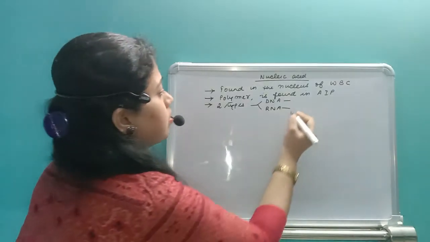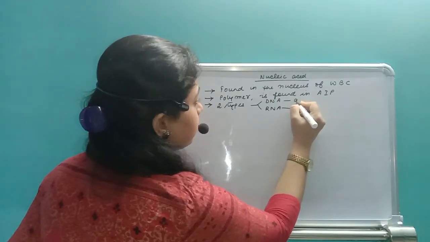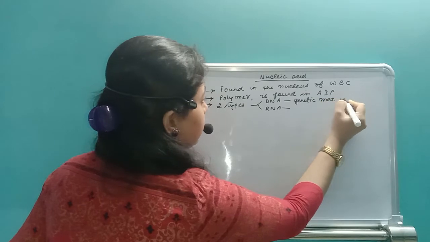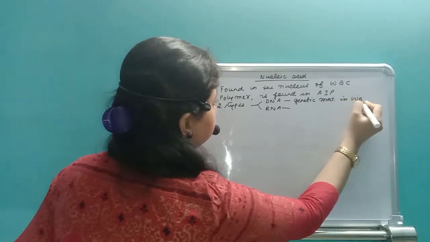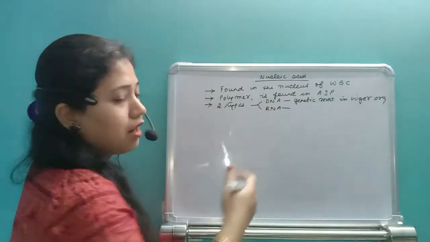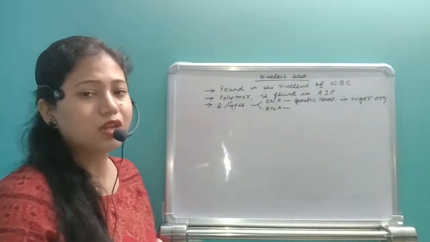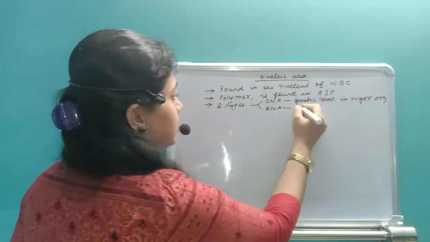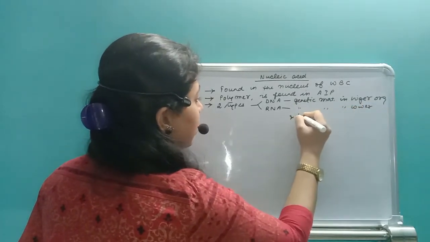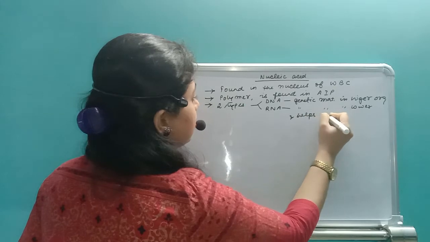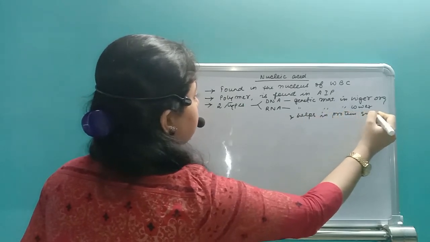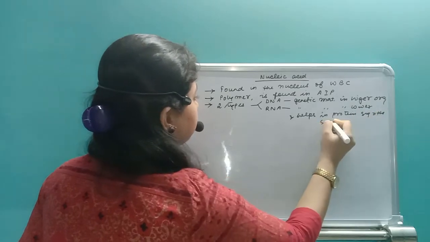Okay, so remember, DNA is the genetic material in higher grade organisms. In case of RNA, in higher grade organisms, RNA is found in protein synthesis, but it is a genetic material in lower grade organisms and helps in protein synthesis in higher grade organisms.